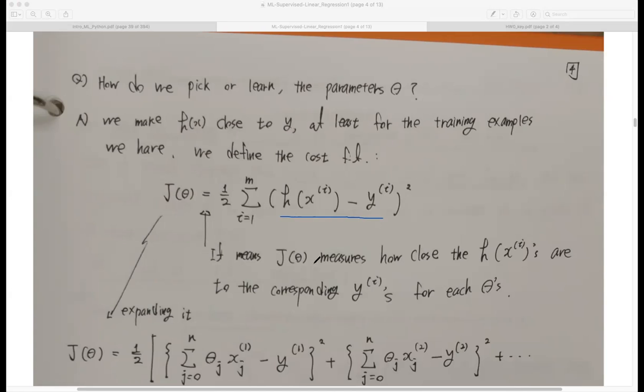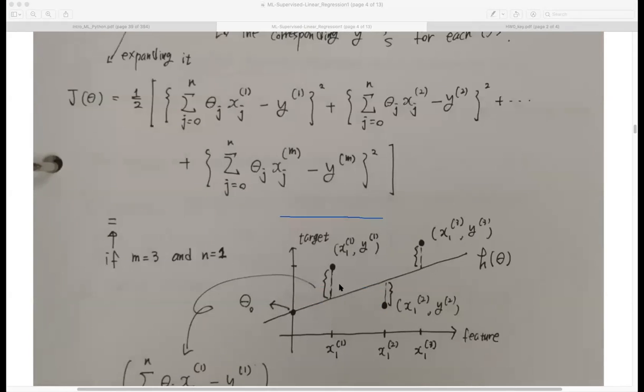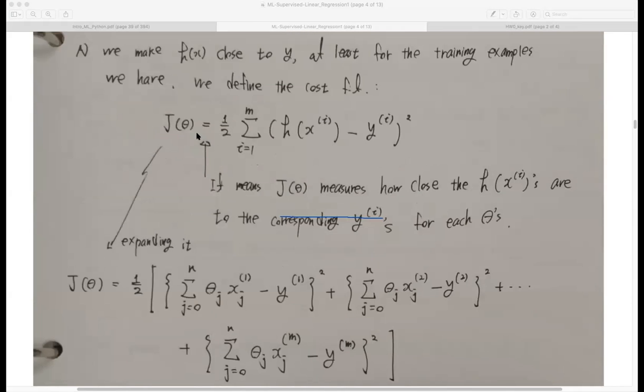So it means that J of theta measures how close the h of x super i's are to the corresponding y super i target value for each theta. So what does that mean here? This one, J of theta.